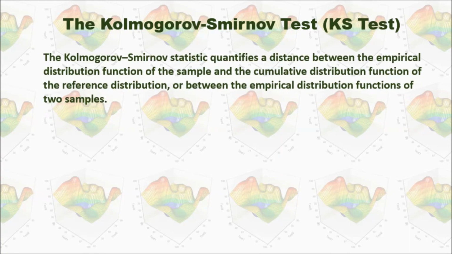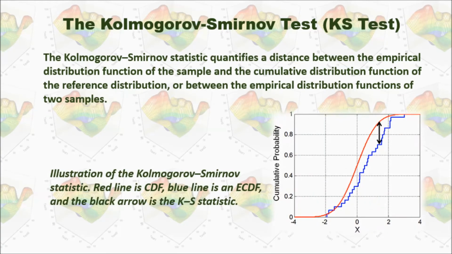Next one is KS test. KS test is similar to Anderson-Darling test. It tests the difference between two distributions. In this graph, you can see the red line is the cumulative distribution function of a theoretical distribution, and the blue line is our sample distribution. And the difference between two distributions is our KS statistic.